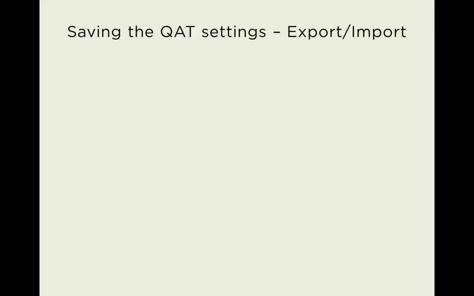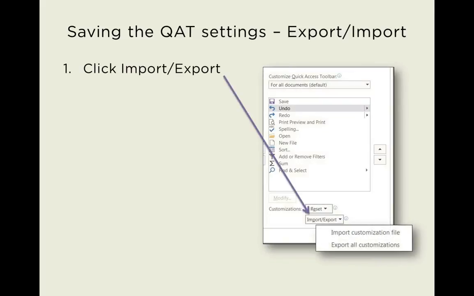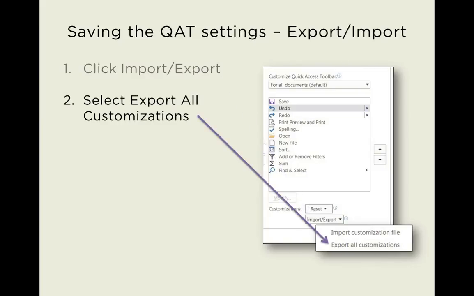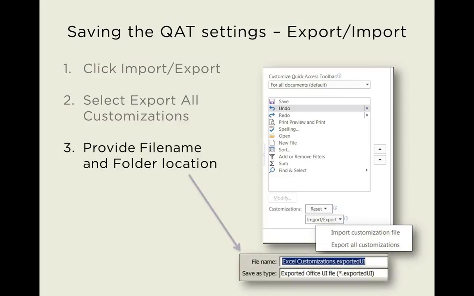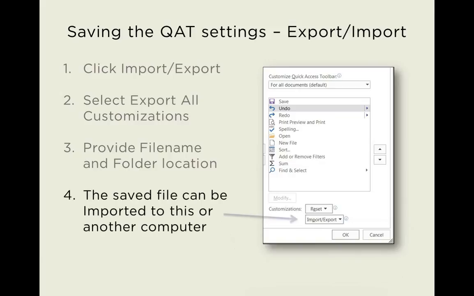The current settings of the Quick Access toolbar can be saved to a file. This file can be used to reestablish the saved settings on this or on another computer. Select the Import/Export button to begin the save process. Then choose Export All Customizations. Note that this file, the one that you're creating, will also save the current ribbon settings. Confirm or provide a file name and location. The saved file can then be used for importing. This involves selecting the Import/Export button as we just did, and then importing the saved file.